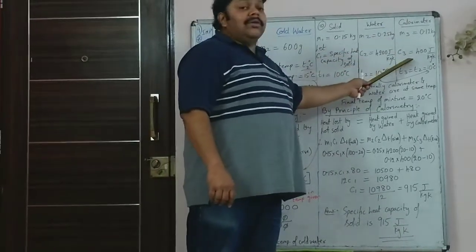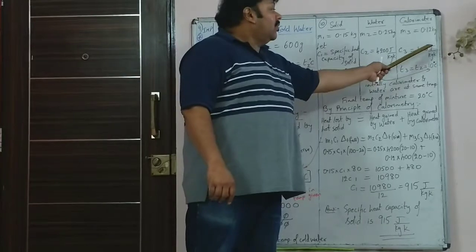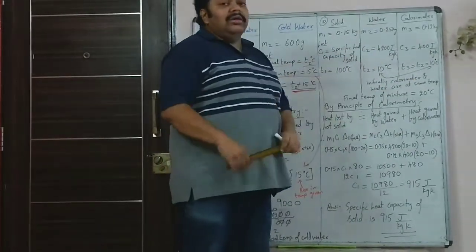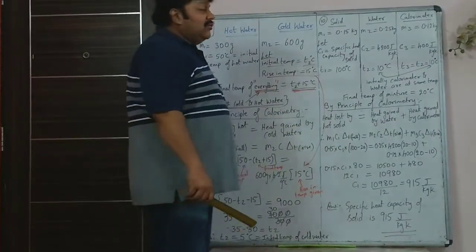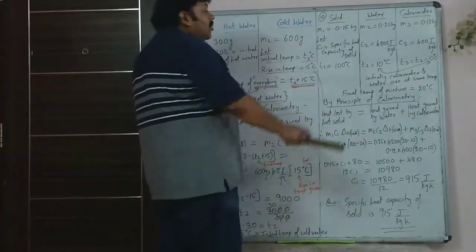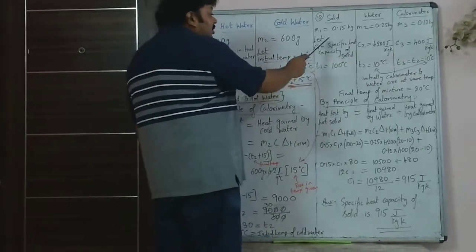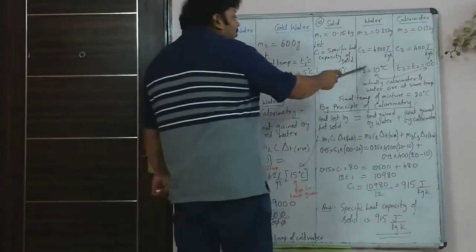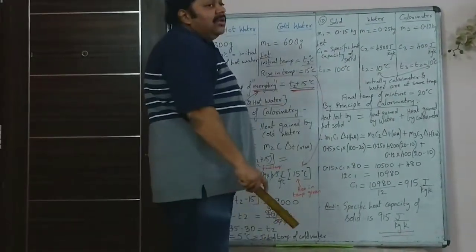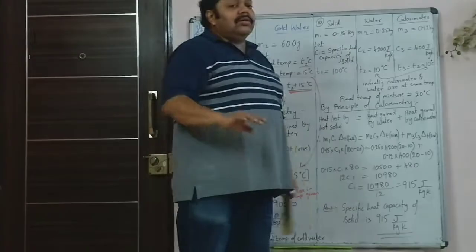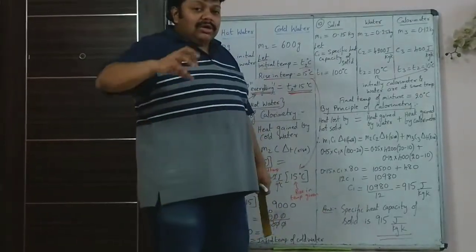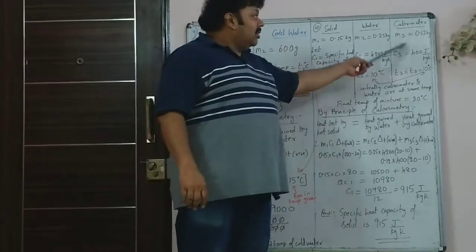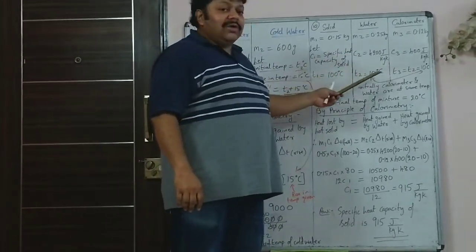The specific heat capacity of the calorimeter, copper, is given, 400 joule per kg Kelvin. Water specific heat capacity, 4200 joule per kg Kelvin, is also given. What you are asked to find is the specific heat capacity of the solid. And the initial temperature of both water and calorimeter is the same. We had done that in previous sums also, that whatever is there inside the calorimeter initially, the calorimeter will have the same temperature as that substance.